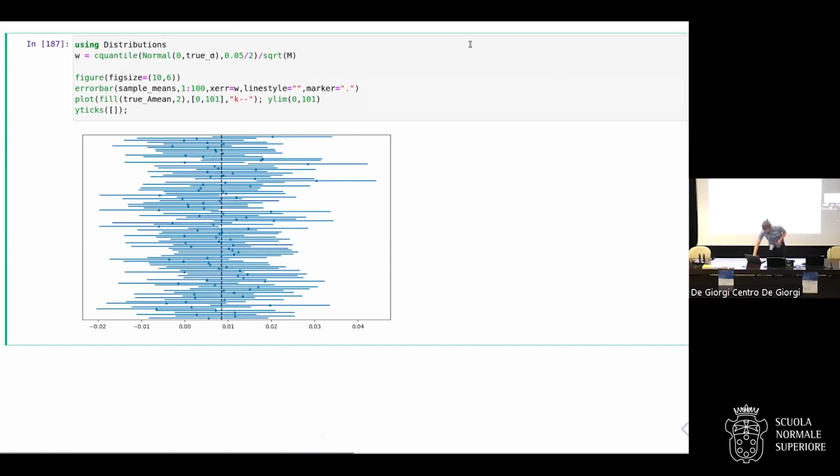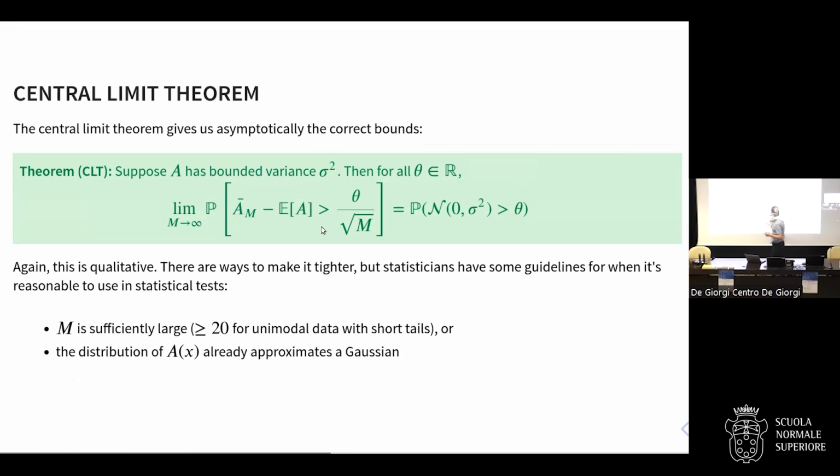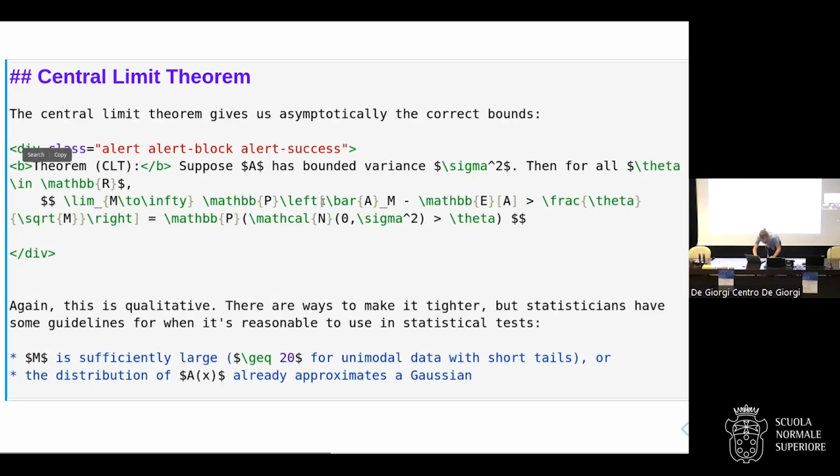So indeed, if we look at our sample means, now I should explain what's going on here. We want our sample mean to be, say, theta on square root m close to our true mean, and we want it to be close 90% of the time. If we want to be close, we need to think of it in a two-sided way.